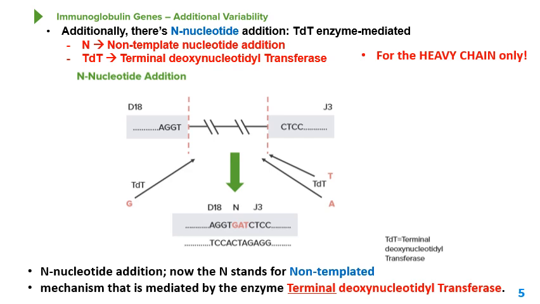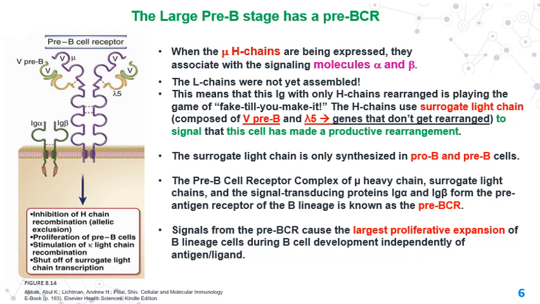Okay. Is that clear? You can see the mechanism in your head? Hopefully? Okay, I'm assuming that everything is clear. All right. Okay, so clarification here for your large pre-B stage, when you have your surrogate chain that is testing your heavy chain. Okay, so picture here, you're testing your heavy chain.